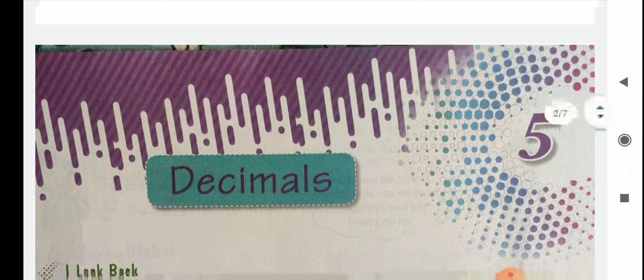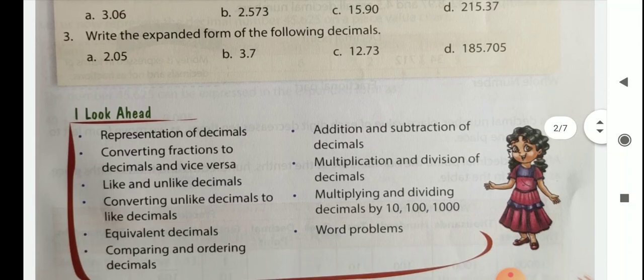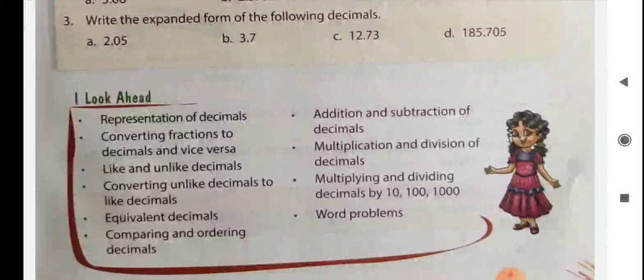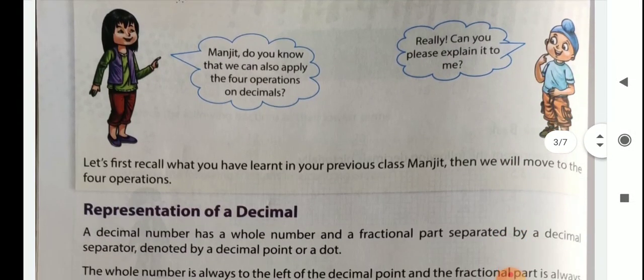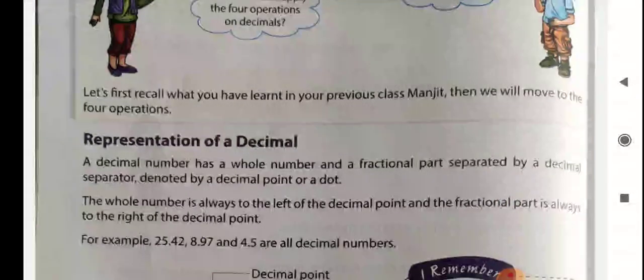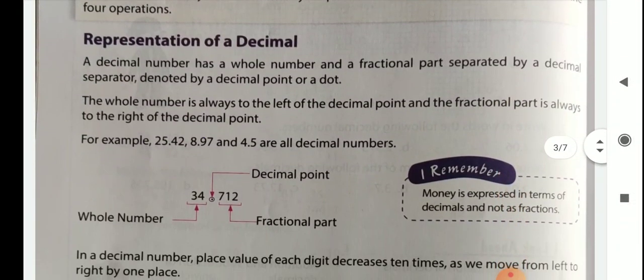Children, now I'll discuss chapter 5, that is decimals. In this chapter we'll discuss first the representation of decimals. Let's see how we represent a decimal. Children, you remember a decimal number has a whole number and a fractional part separated by a decimal separator, denoted by a decimal point or a dot.